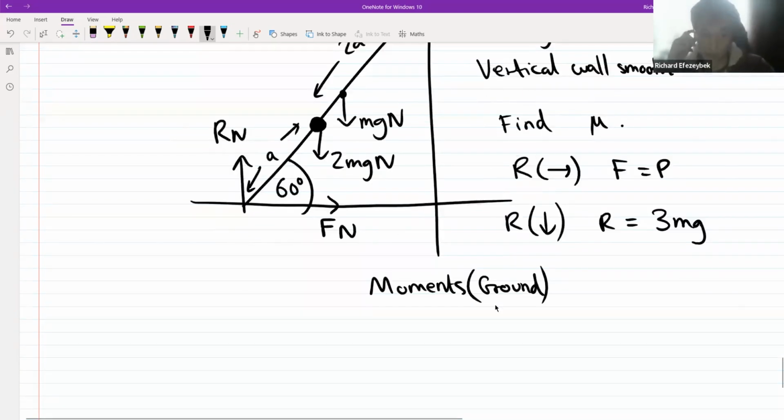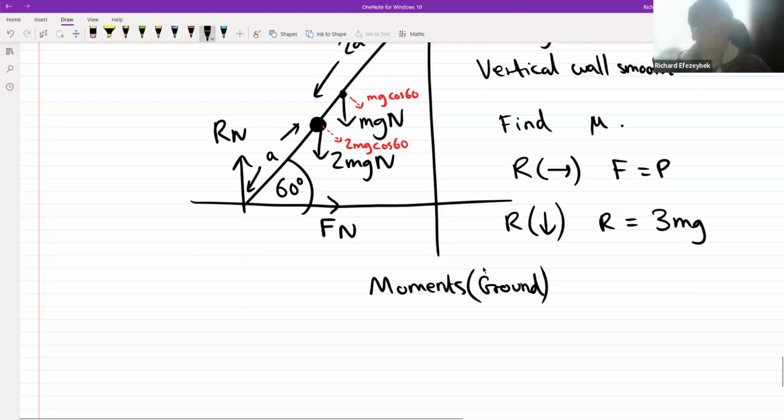And here we need to look at the components of the weight. So we resolve these components parallel and perpendicular to the ladder. So a component of these weights are going through the ladder, which are pointless. Those don't affect the moments. The ones that do affect the moment are the ones that are perpendicular. So for example, this 2 mg splits into a 2 mg cos 60. Likewise with the mg.